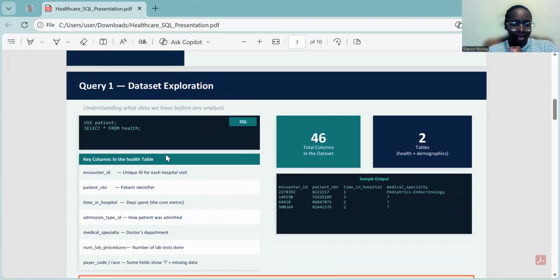Number 1, I had to explore my data. The database I was using was patient. I used a simple SQL query, select from health, select from demographics, because I had 2 tables, the health and the demographics. So in total, I had 46 columns. And in some of these columns, I had missing data, as expected.